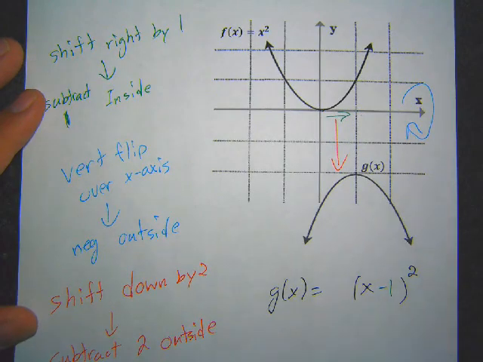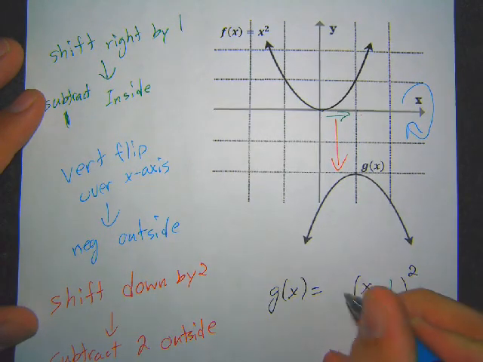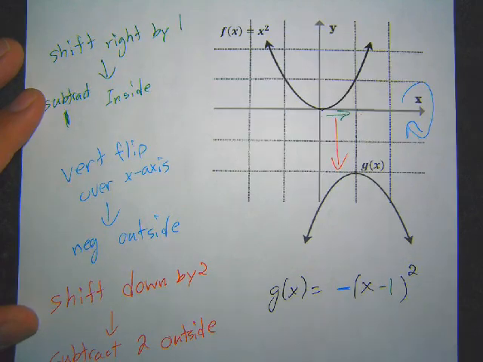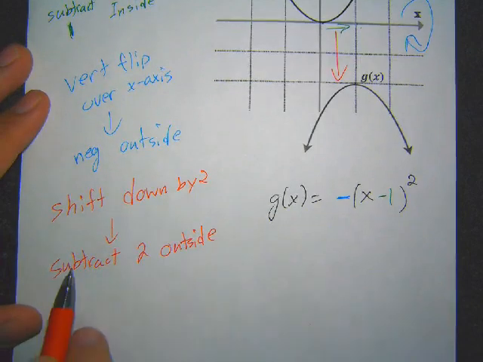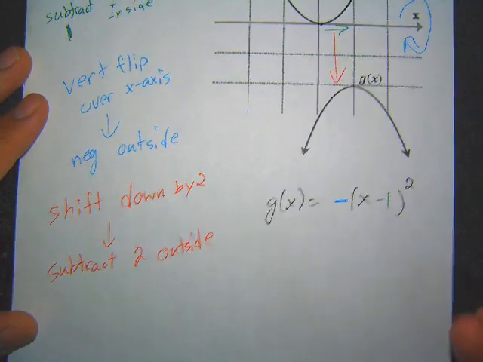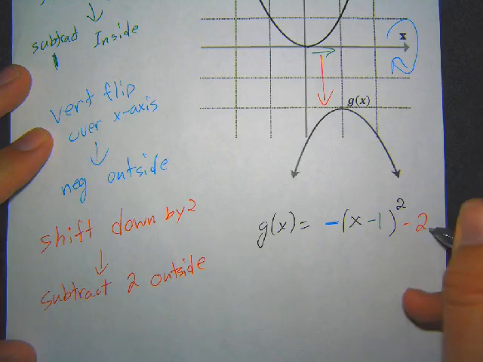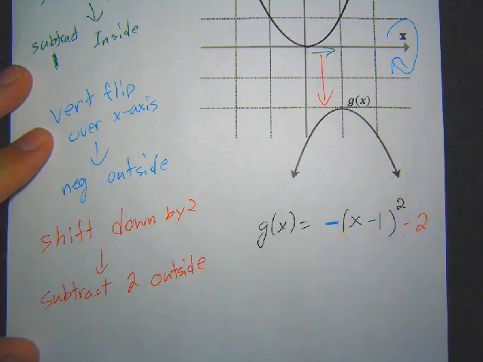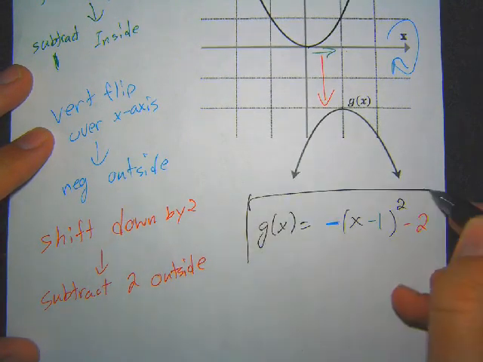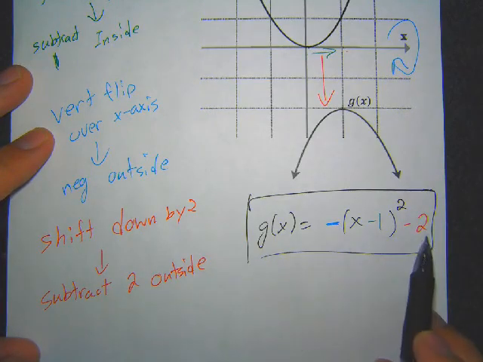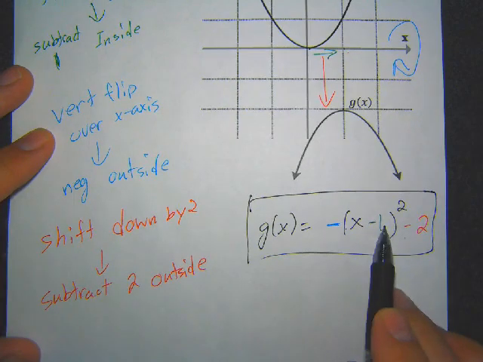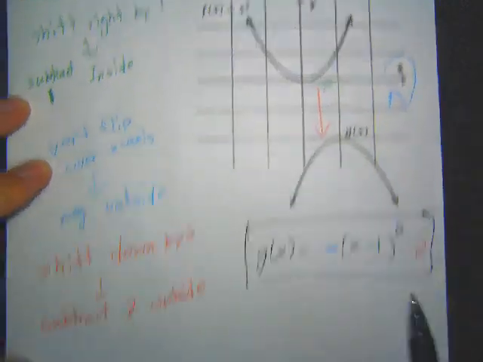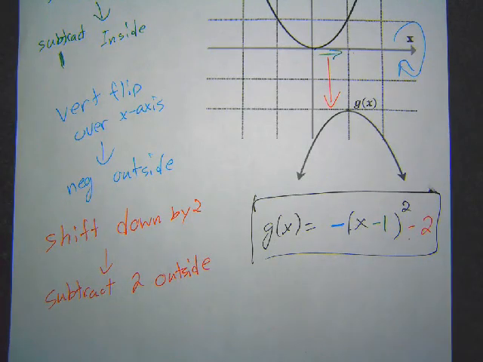Next thing, we need a negative on the outside, because that negative outside is going to take this and flip it upside down. Last thing, we need to subtract 2 on the outside. We want this to move down 2. So we put a minus 2 on the outside, and that moves the whole function down 2. And that is our equation. G of x is going to be negative, in front of the parentheses, x minus 1 inside the parentheses squared, because it was a squared to start with, and minus 2 to shift it down. So that's the transformations that occurred, and that's how the equation would look.